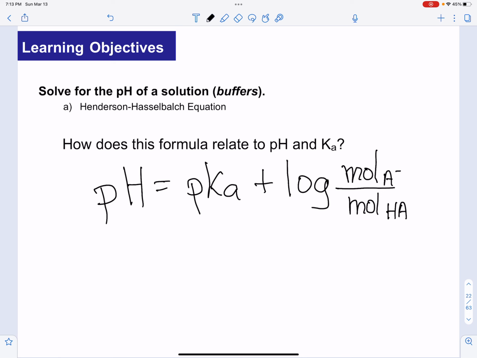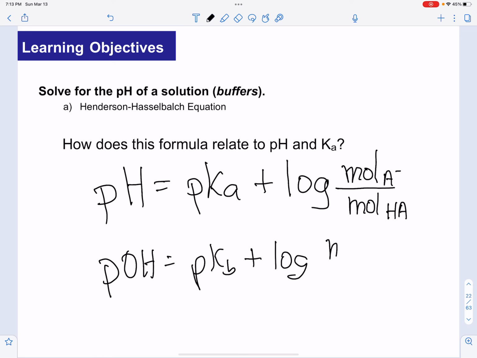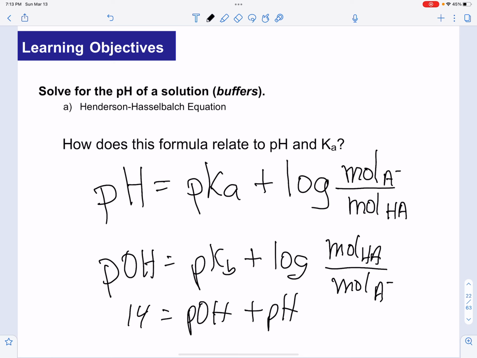And there's a variance to this formula that you can also use, which is pOH equals pKb plus log of the moles of the acid over the moles of the conjugate base. We're basically flipping everything around. So if you're ever given the Kb instead of the Ka, you can use pOH, and then you know that 14 equals pOH plus pH, and you can easily find the pH.